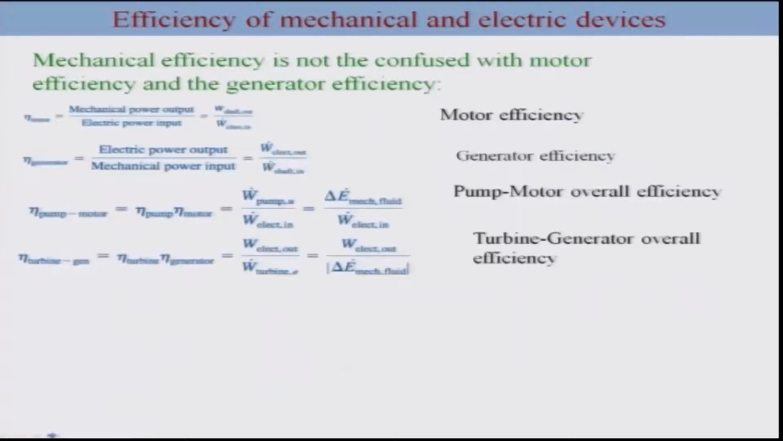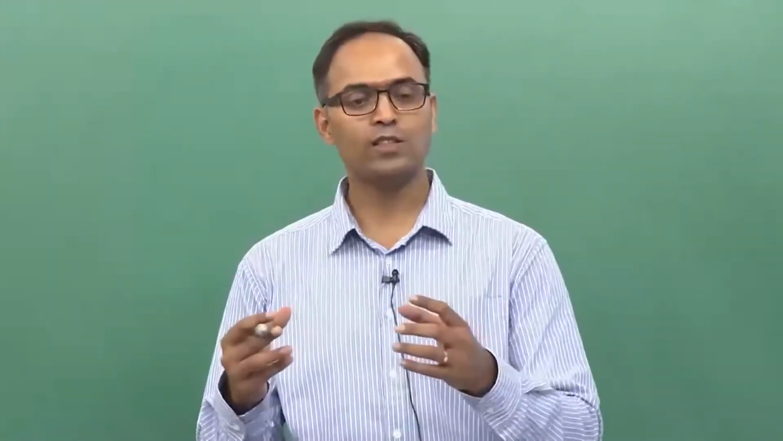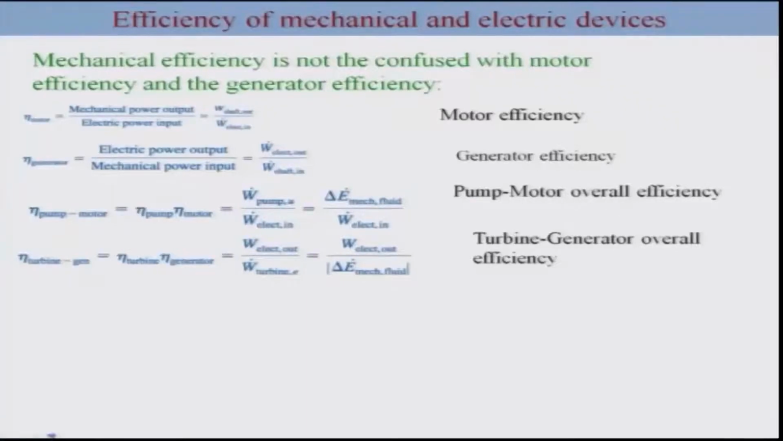Many times we are interested in the combined effect. For example, a motor is connected to your pump, or a generator has a turbine. So having just the efficiency of a turbine is not sufficient. You are interested in the combination of both. Mechanical efficiency should not be confused with motor efficiency. It has a different definition. Motor efficiency would be simply the ratio of the mechanical power output and the electrical power input. On the other hand, your generator would be electrical power output divided by mechanical power input.